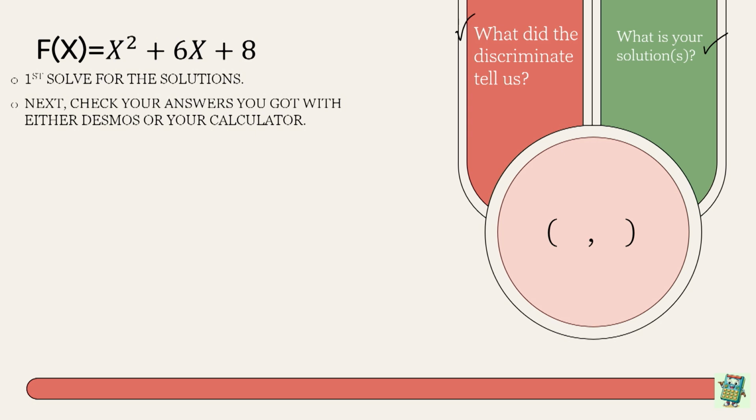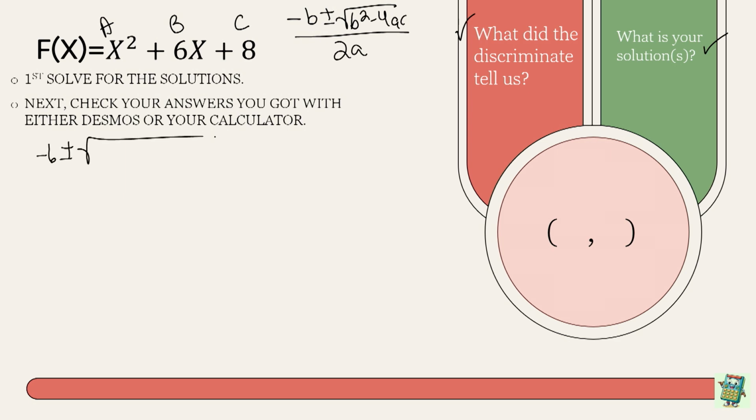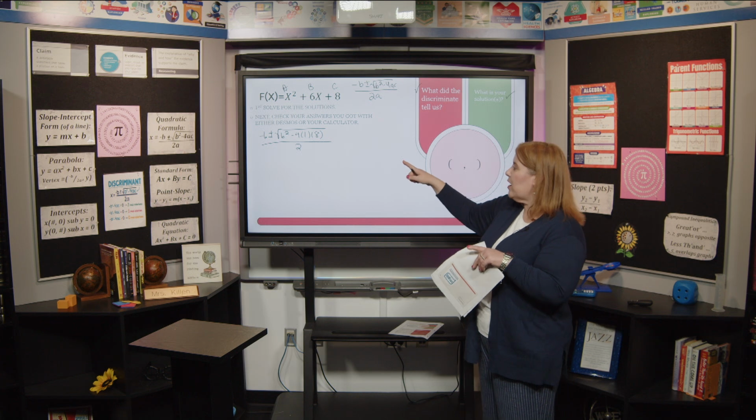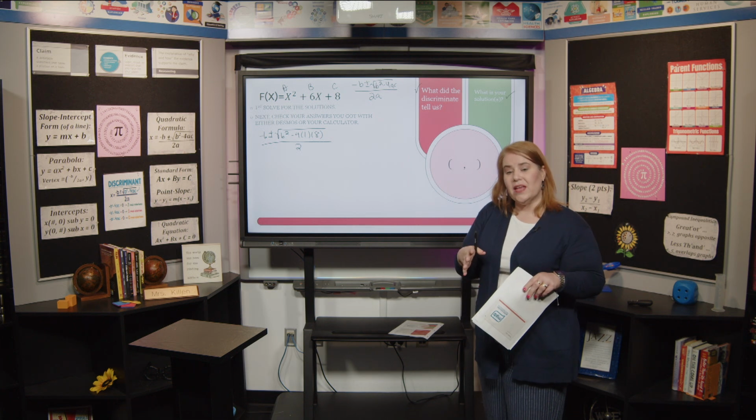So I am going to write down my formula: opposite of b, plus or minus, let's take the square root, b squared minus 4ac, all over 2a. I'm going to label a, b, and c. Now let's plug these in. So I've got negative 6, plus or minus, let's take the square root, 6 squared minus 4 times 1 times a positive 8, over 2. In your calculator, this is where I tell you, go ahead and plug that 6 squared minus 4 times 1 times 8 in and see what you get.